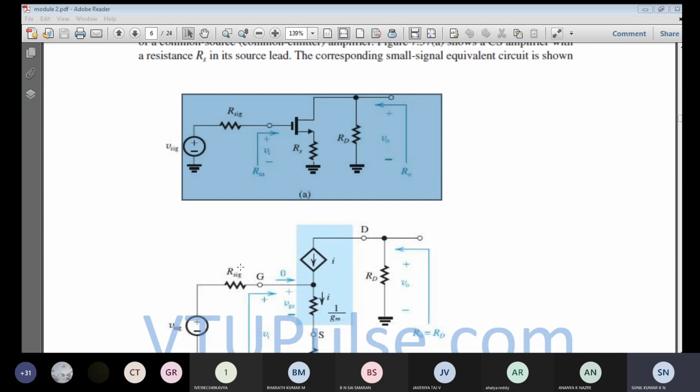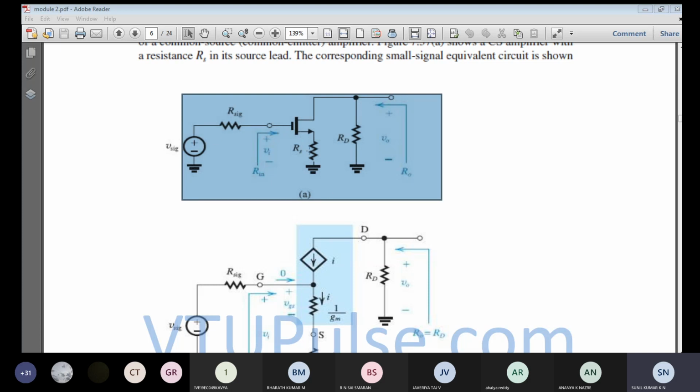So again, the source current will remain the same, gm times VGS, as in the original model. Whatever the source current is, it should have the same gm into VGS. So now the small signal equivalent circuit can be represented like this.